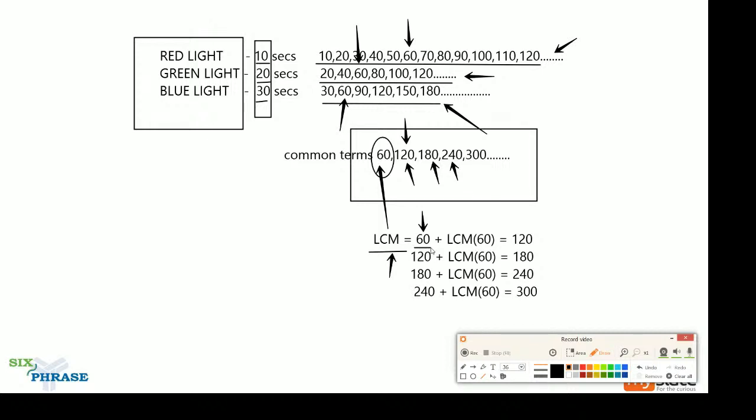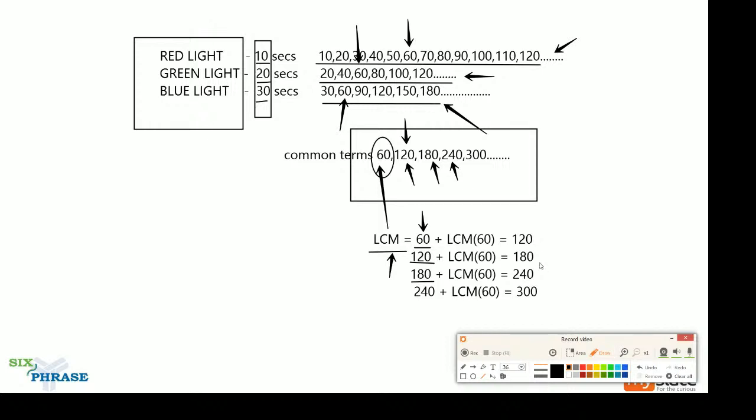Now what if the question asks you to find the second, third and the fourth number? You just add the LCM to it. To get the second number, add the LCM to the first number. To get the third number, add the LCM to the second number. To get the fourth number, add the LCM to the third number. Now what if they ask you to find the ninth number? Should you go like 1, 2, 3, 4, 5 up until 9?